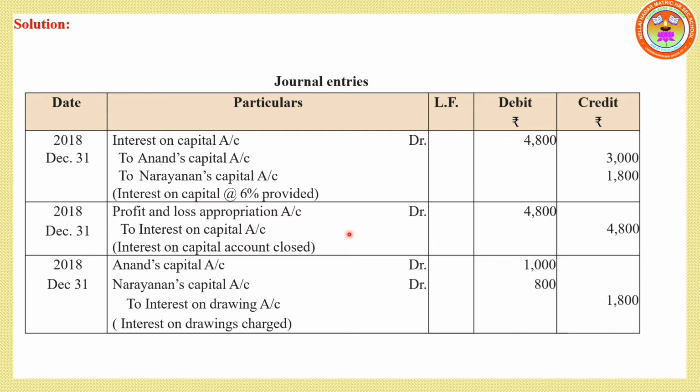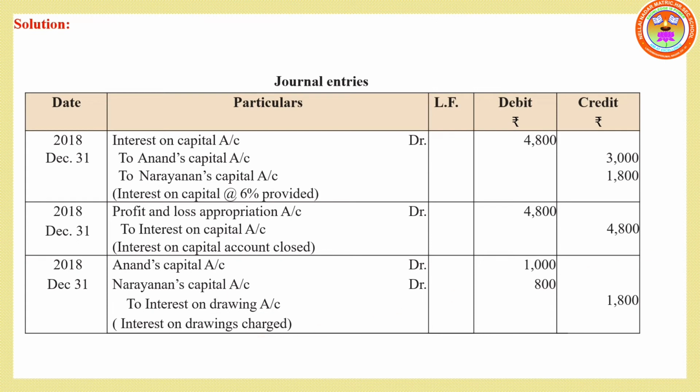Then move on to the second one, interest on drawings. So interest on drawings is vice versa of the interest on capital journal. So Anand's capital account debtor 1,000, the amount is already given in the question itself. We need not calculate. Narayanan's capital account debtor 800 to interest on drawings account 1,800. So interest on drawings is charged.